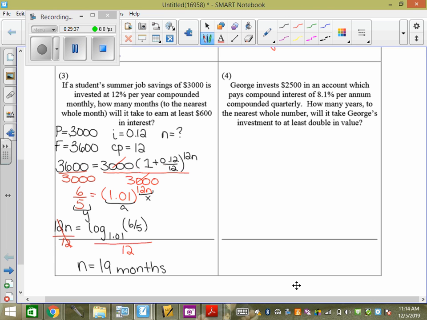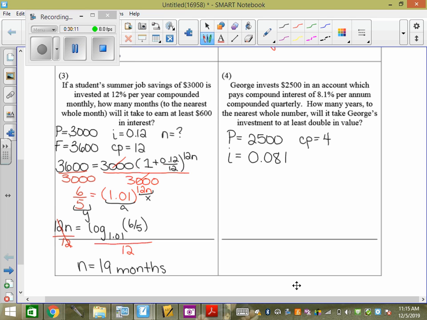And then the last one, George invests 2,500, so that's the P, into an account which pays compound interest. So we know we have to use this formula because there's the word compound in it. At 8.1%. So divide that by 100 and I get 0.081 is my interest rate. Compounded quarterly, so my CP is 4. How many years to the nearest whole number will it take George's investment to at least double in value?